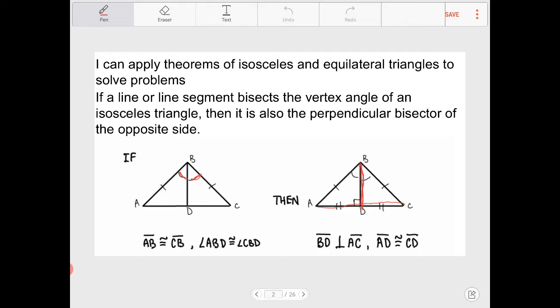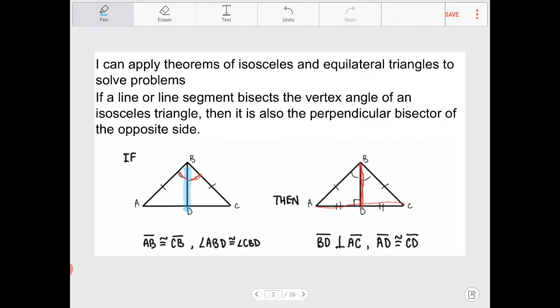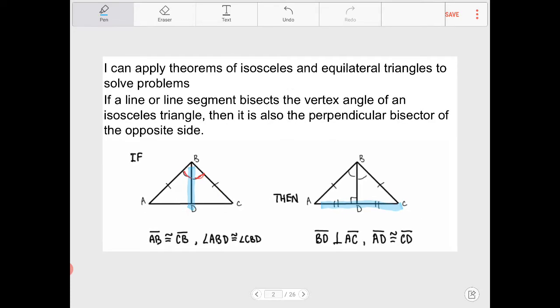The theorem here states that if a line or a line segment bisects the vertex angle of an isosceles triangle, which in this case is exactly what is happening right now, this is the line, and it's bisecting the given angle there. If that were to happen, that line that I'm highlighting in blue will become the perpendicular bisector of this base. The base is going to be bisected into two equal parts, and also that angle bisector will form a 90 degrees with the base.